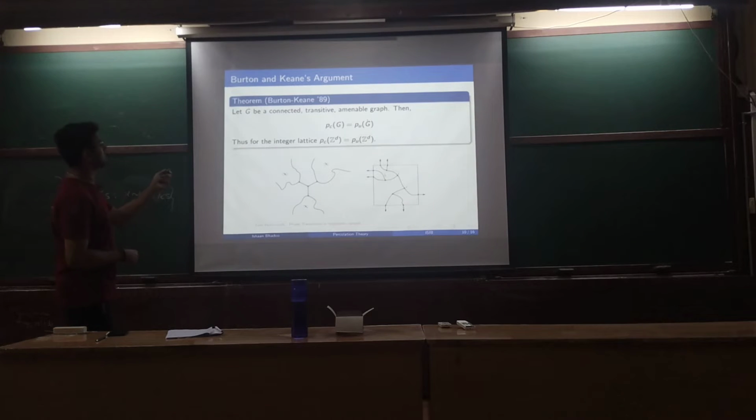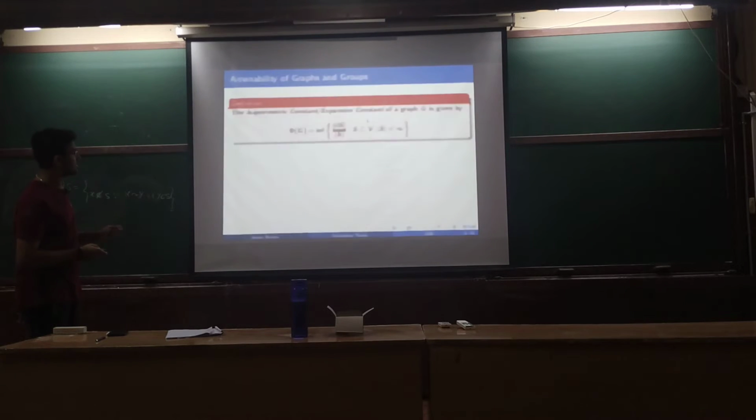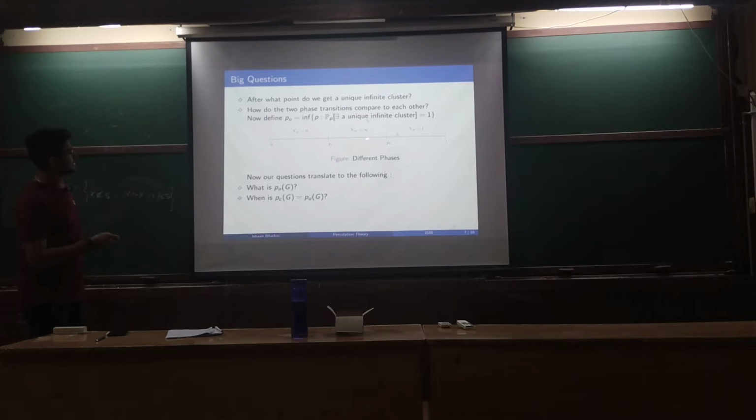So this is the second question for these sorts of graphs: for an amenable graph, there is no phase where there are infinitely many infinite clusters. So pc will be equal to pu for all these amenable graphs. I want you to understand this. This is a very big theorem, a classical theorem in percolation theory, that for amenable graphs there is no phase like this. So this is sort of 1.